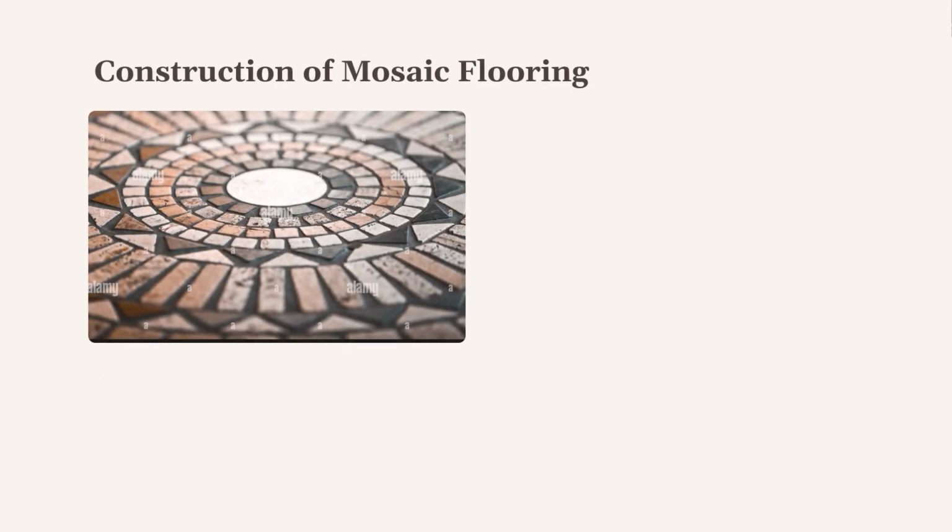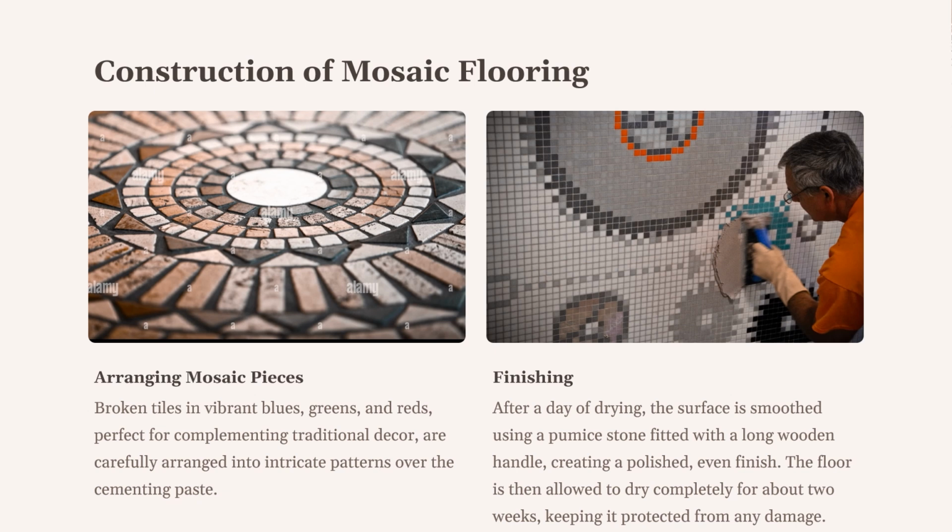After letting the surface dry for a day, it is time to smooth things out. We use a pumice stone fitted with a long wooden handle to rub the floor, giving it a polished, even finish. It is a bit of elbow grease, but the results are so worth it. We allow the floor to dry completely for another 2 weeks, keeping it protected from damage. Once fully dry, the mosaic floor not only looks stunning, but it is also durable and easy to maintain. The entrance hall now boasts a beautiful, inviting floor that captures the essence of traditional Rajasthani craftsmanship.